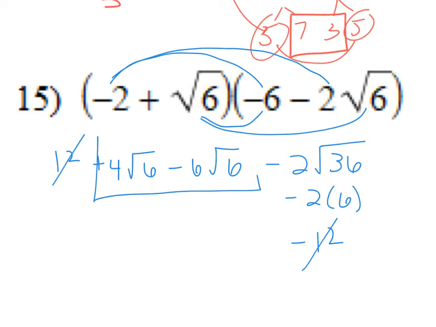So now I'm just going to put together the square roots of 6. Again, 6 will break down to 2 and 3, but nothing will pair up and move out. So then when I put those together, I get negative 2 root 6.